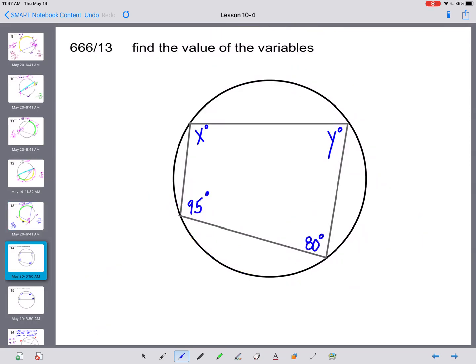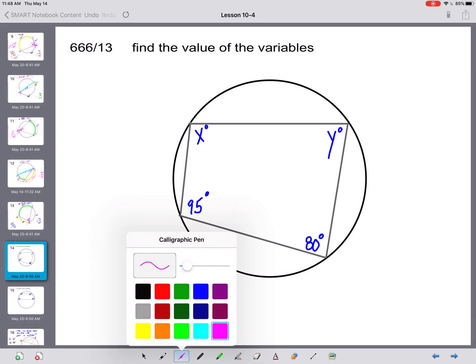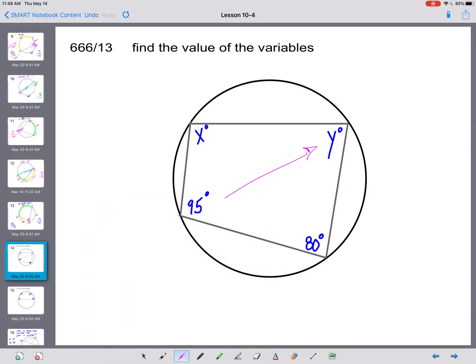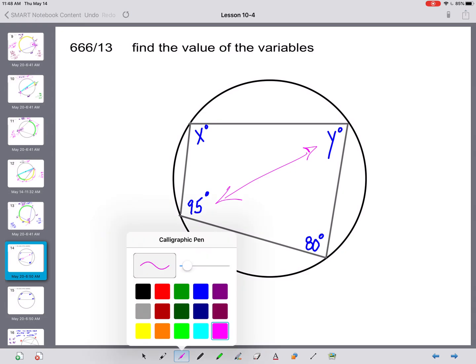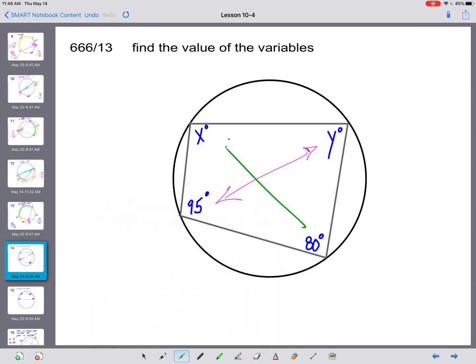Find the value of the variables. Find X and Y. It's an inscribed quadrilateral. It's inside a circle and all four vertices touch the circle. So what do we know? Well, we learned in the lesson opposite angles got to add up to 180. Those two have to add up to 180. These two have to add up to 180.